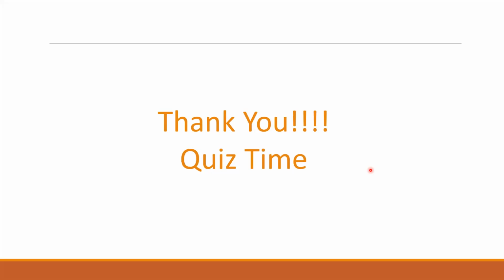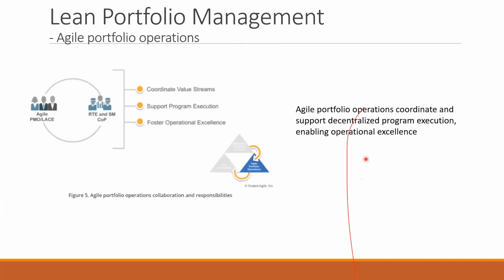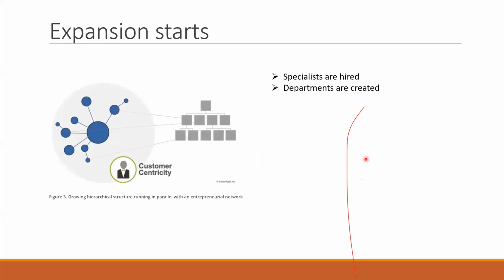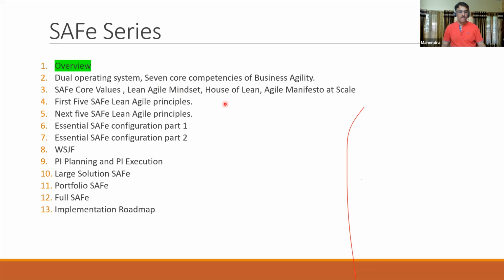All right, in the meanwhile, if anyone has any questions, you can ask now, or you can still drop us a mail. We can quickly talk about what our next topic will be. I think today is 9th of Jan, and we will be able to do something on 31st Jan, I believe. Yeah, that's Saturday. We'll be talking about SAFe core values, lean agile mindset, house of lean, and the agile manifesto at scale.